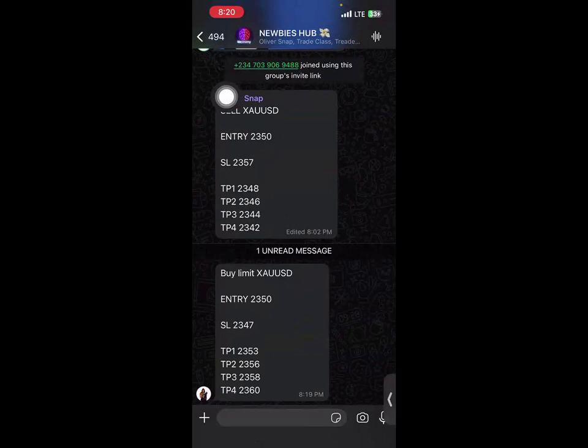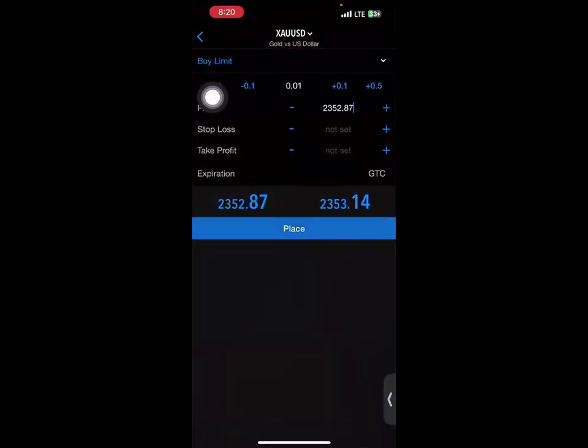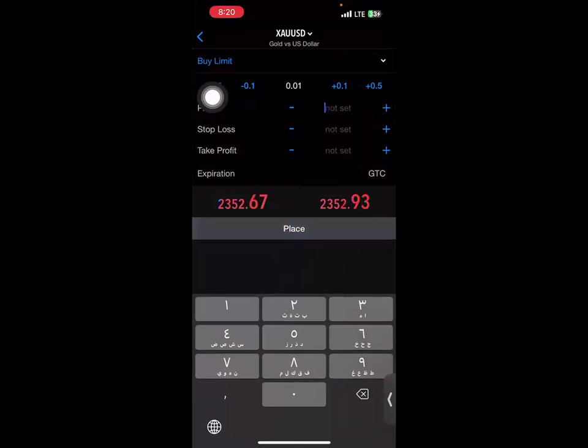For a buy limit, it means the market is not where we want it to be yet. So we want to set a buy limit order. The market is currently at 23.53, but we want to enter this market when it is 23.50. So let's go back to your MetaTrader 5 and put the price as 23.50. Like I said, for a buy, your entry price is going to be lower than your current price.